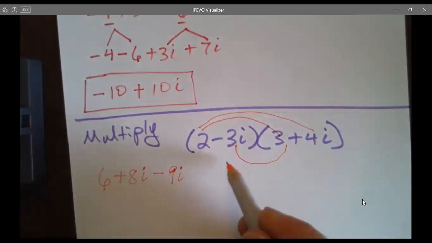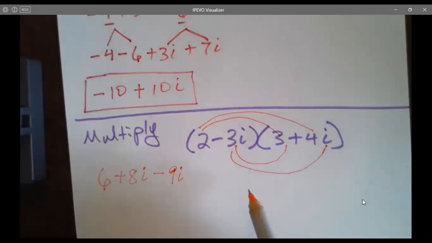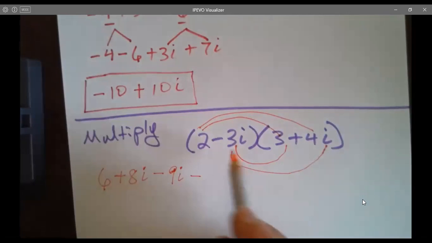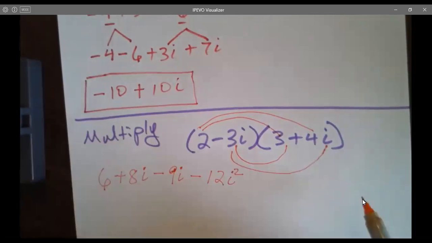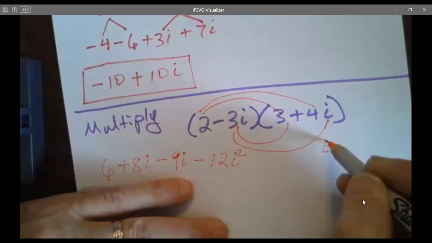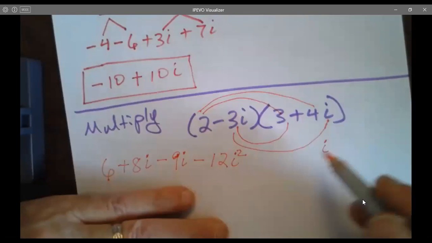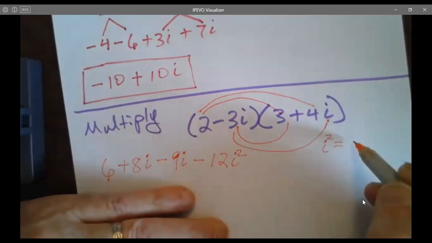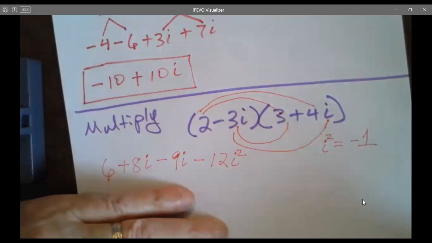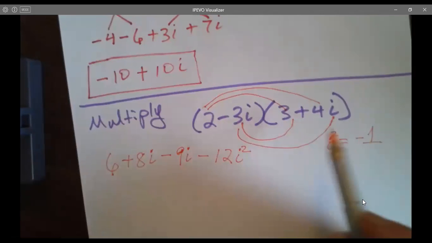And then negative 3 times a negative 4, positive 4, will be a negative. 3 times 4 is 12, but you have i times i, which is i squared, just like when x times x is x squared. But the difference here between i, an imaginary or complex number, and a variable is that with i squared, we have to change that to a -1. So anytime there's an i squared, we've got to change that to a -1. So we're going to change that.